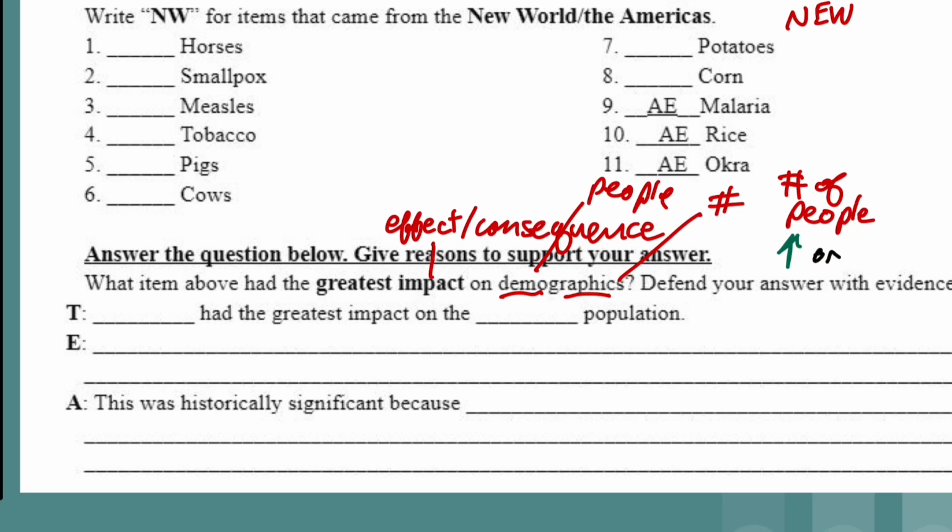That could be a positive impact. It could be a negative impact. But remember, you're going to have to back up your claim. If you say that the arrival of the horse in the New World had the greatest impact on the native population, you're going to have to be able to back that up with evidence. Okay, if you said that smallpox had the greatest impact on the Native American population, well, how do you know? What evidence do you have to back that up? So go ahead and in approximately 3 to 4 sentences, answer that question.